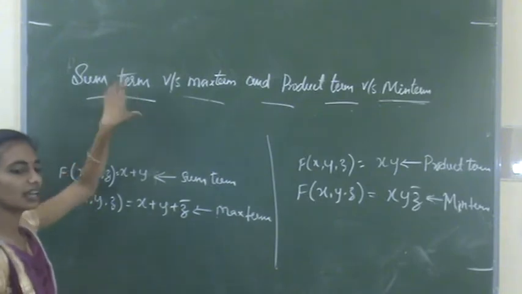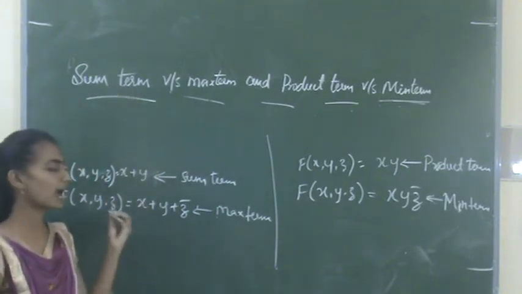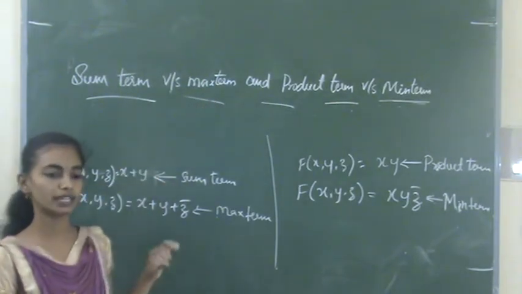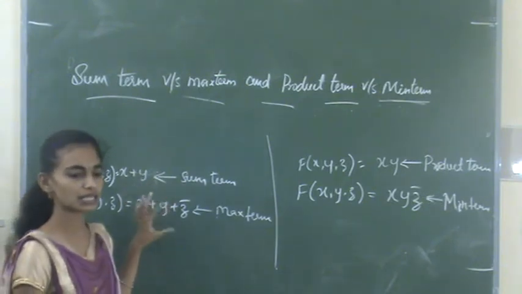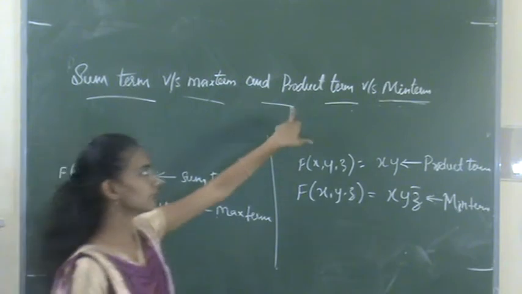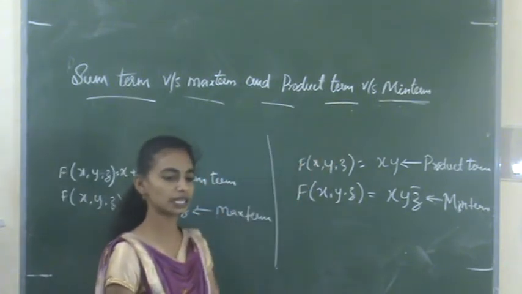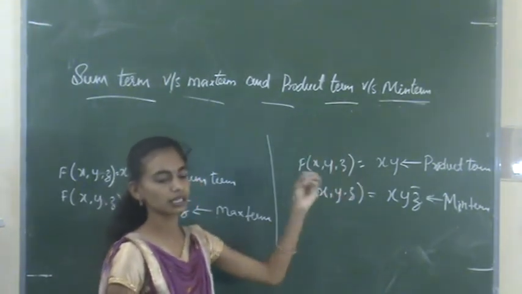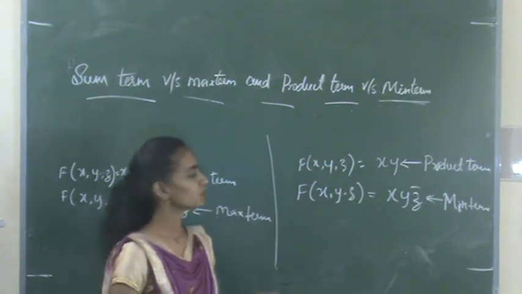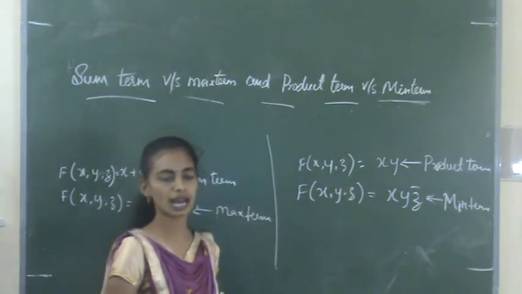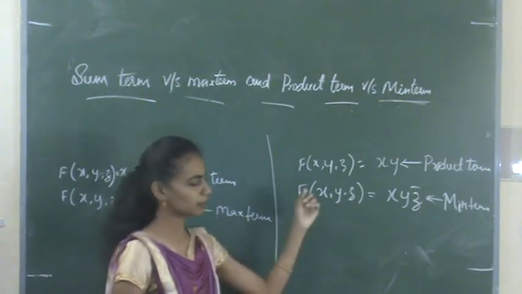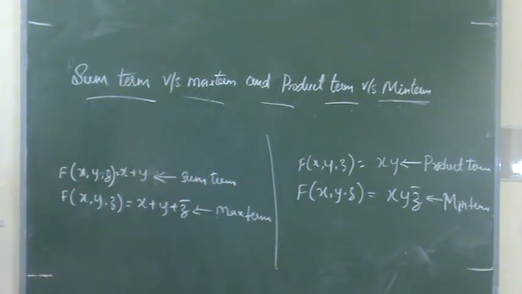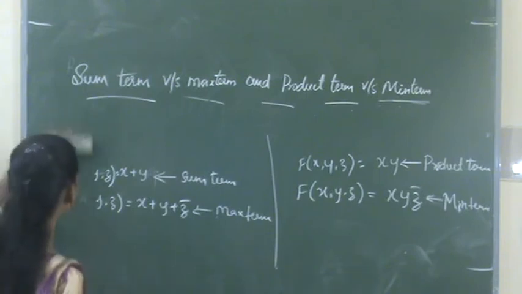Sum term means it is a sum of variables, but it doesn't have all the variables. In max term, it is also a sum of variables, but it contains all the variables or their complements. A product term is a product of variables, but it doesn't have all the variables. But in min term, it is also a product of variables, and it contains all the variables, either as a complement of the variable or just the variable.